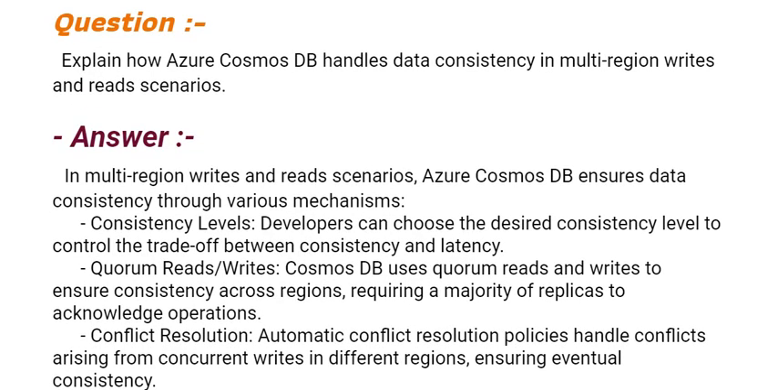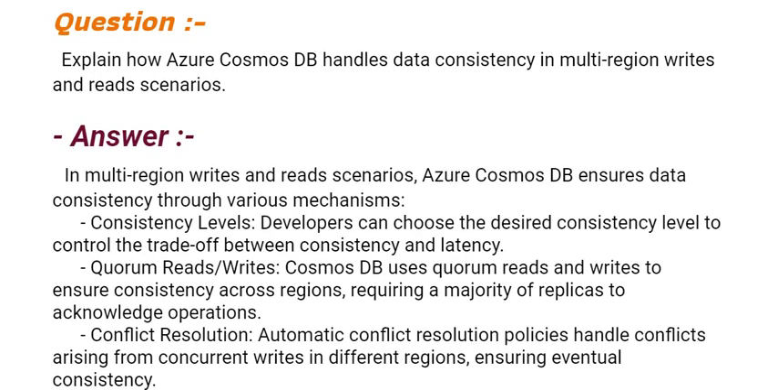Our next question is, explain how Azure Cosmos DB handles data consistency in multi-region write and read scenarios. Your answer should be: in multi-region read and write scenarios, Azure Cosmos DB ensures data consistency through various mechanisms. The first one is consistency levels. Developers can choose the desired consistency level to control the trade-off between consistency and latency.